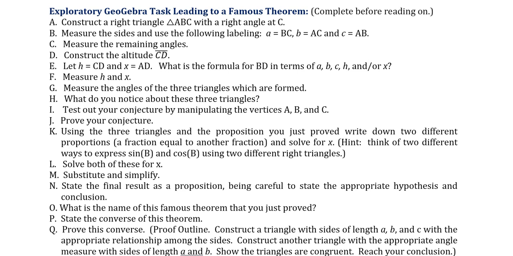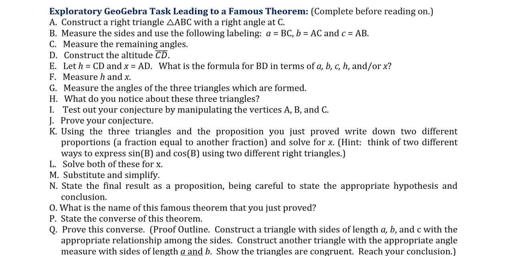Using the three triangles and the proposition you just proved, write down two different proportions, a fraction equal to another fraction, and solve for x. If you know about sine and cosine already, one hint would be to think of two different ways to express the sine of the angle B. B is the label for the angle, and it's the measure of that angle that would be the sine of it. But anyway, we can use B for both the label for the vertex, the angle, and its measure. And then cosine of B, also two different ways of doing it to set up two fractions equal to each other.